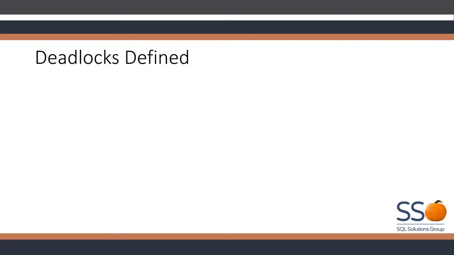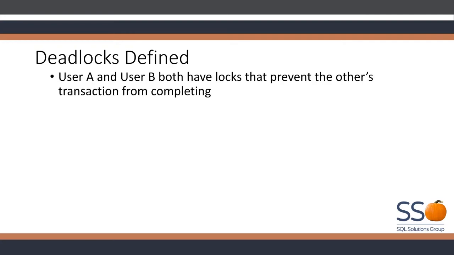Okay, last topic, and then we're going to get into some demos. Deadlocks. So we've talked about locking. We've talked about a block. This last thing is a deadlock, which is something similar to blocking, but even worse. A deadlock can be defined as user A and user B both have locks that prevent the other's transaction from completing. Okay, so in our example of blocking, user A had a lock on a resource that user B needs.